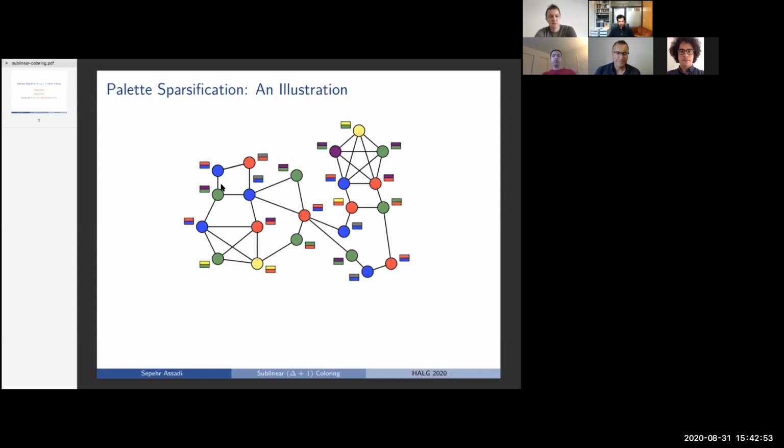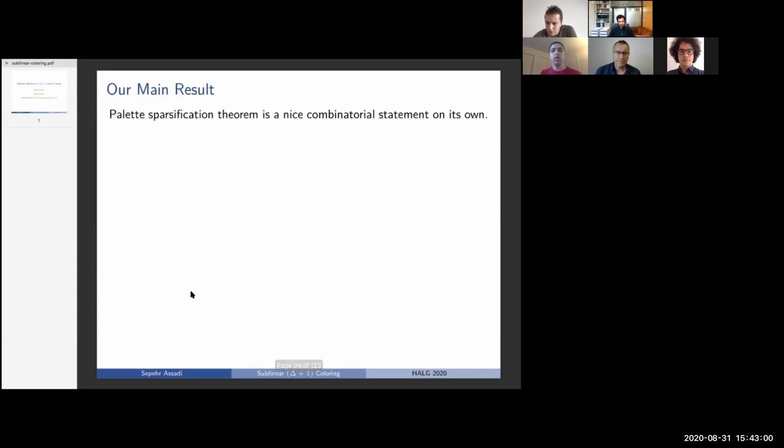Good. So this was basically the main result of our paper. I mean, it sounds like an interesting result on its own, but why is such a thing useful? Let me give you a very quick argument. It's going to give us some meta algorithm for delta plus one coloring.